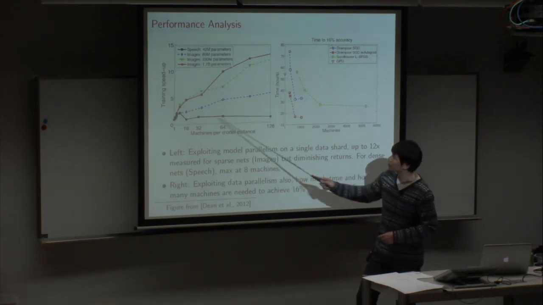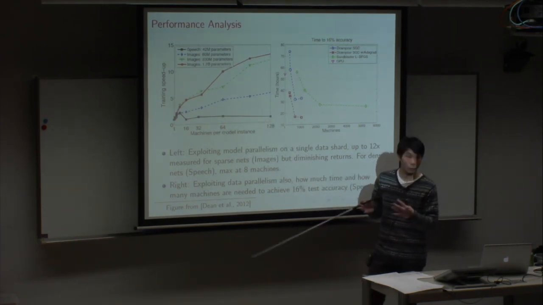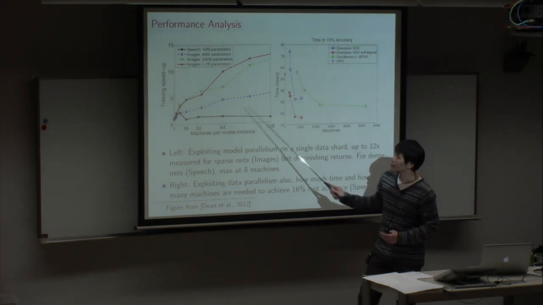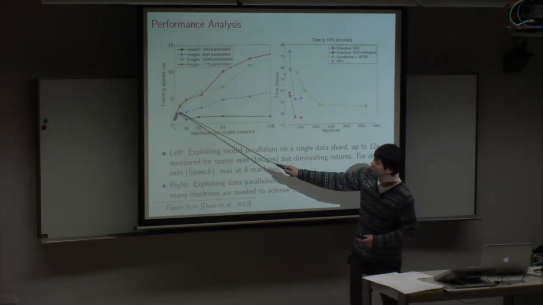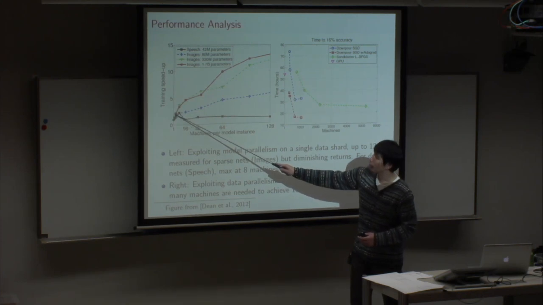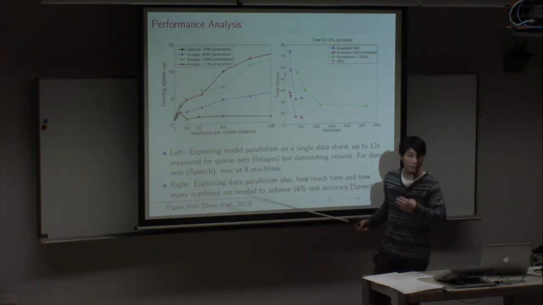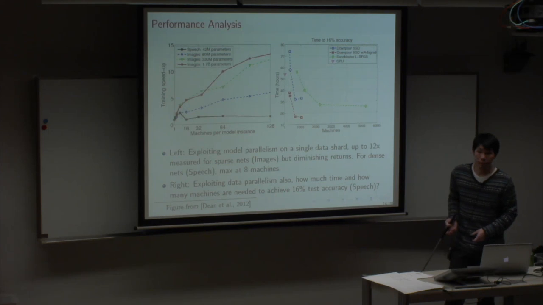But you see here for the speech data set, things are more dense, so you actually don't get a nice speed up. If you use 8 machines, you can get a nice speed up of about 2 times, but that's about it. That's the maximum that you can use. So even putting more machines doesn't help you in that case. Does that make sense?